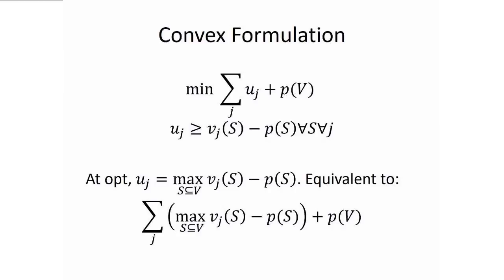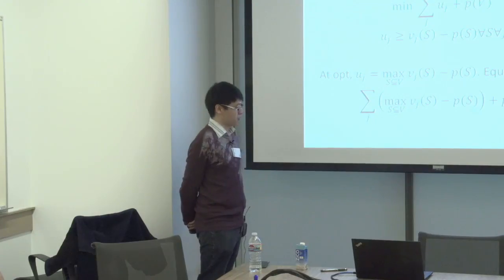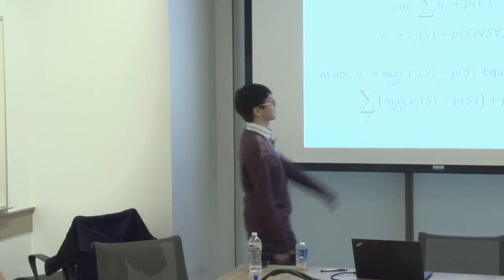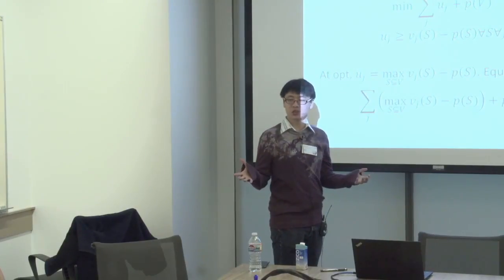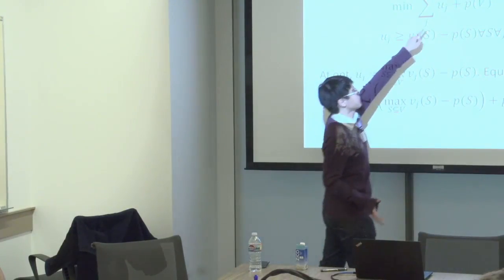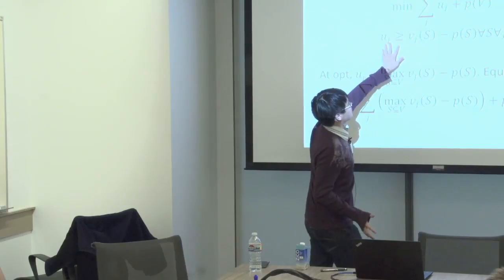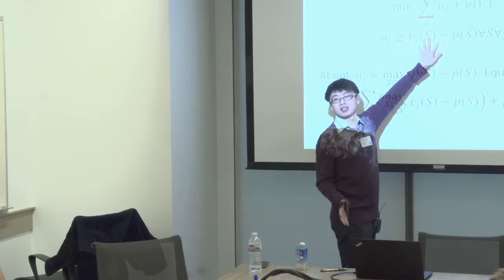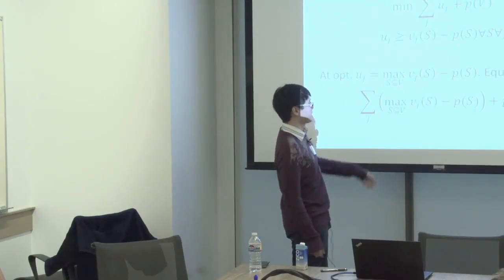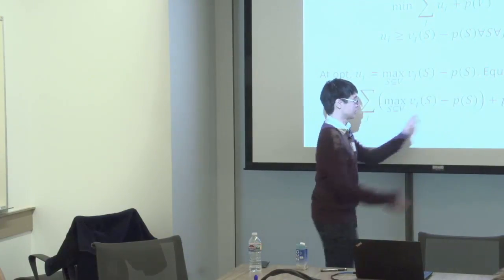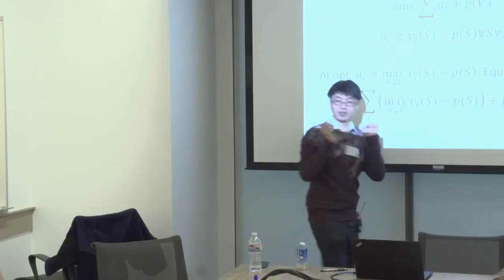And I argue that you can bypass these two issues just by going convex. It's very naive. You look at this LP. At the optimal solution, you're minimizing U, so you want to set U to just be the maximum of this guy over S. So you set that, and you replace U by this maximum of a bunch of linear functions.